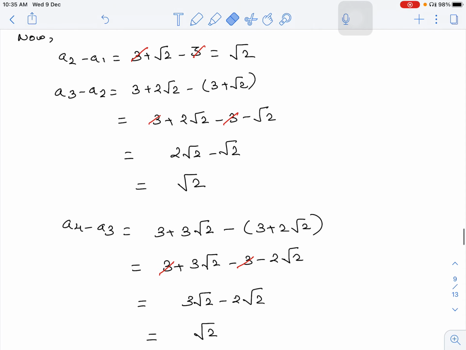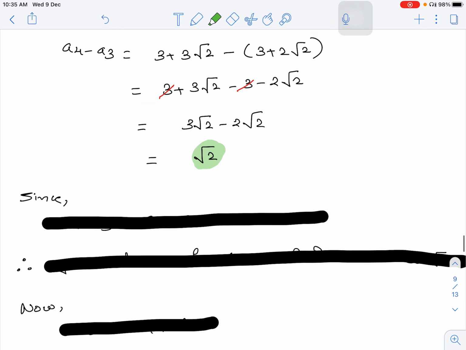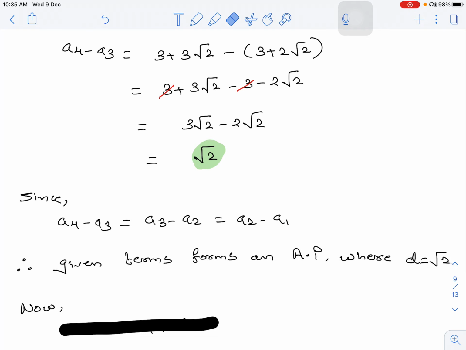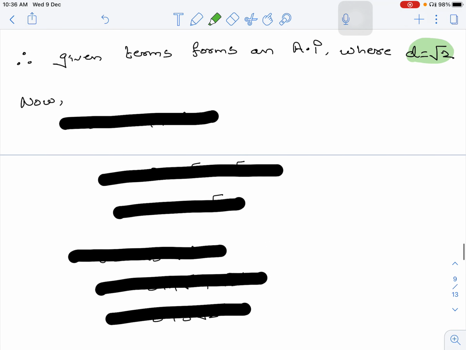Now it can be seen that in all three conditions we get the difference root 2. So we can say that A4 minus A3 is equal to A3 minus A2 is equal to A2 minus A1. Therefore the given list of numbers forms an AP, with the condition that the value of D is root 2. Now we want to find the next terms, that is A5, A6 and A7. For that we need the value of D.